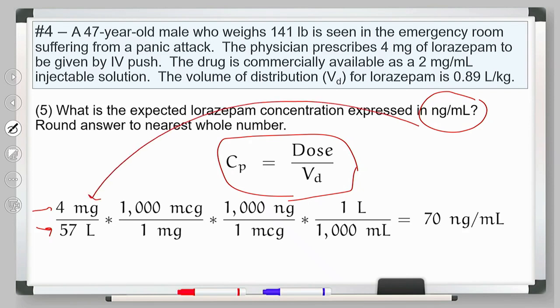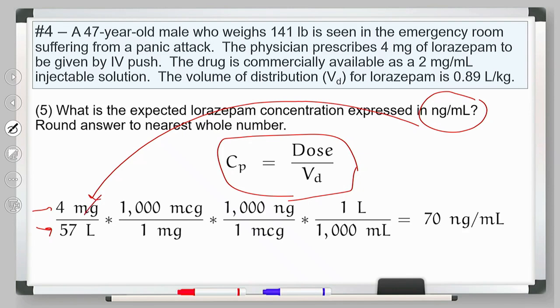At this point, it really is just a somewhat complicated step-by-step unit conversion. You can do this however you want. My little brain, though, likes to go in thousands. So I know that to go from a milligram to a microgram, there's how many? 1,000. There's 1,000 micrograms per milligram.